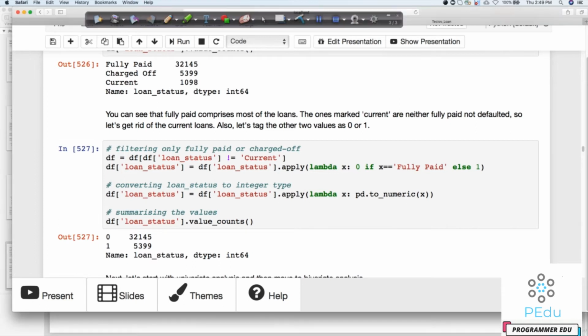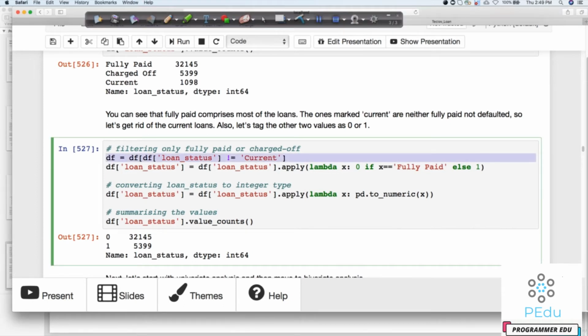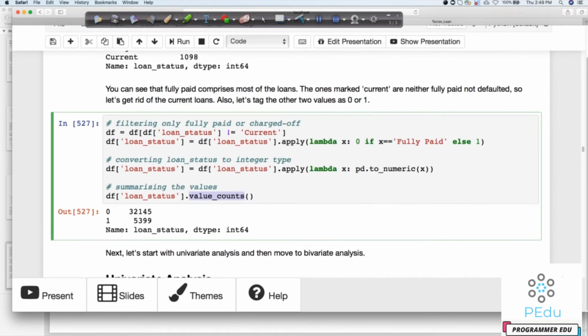So we're going to remove all the ones which are current. The remaining part we are left with is the charged off and fully paid. So what we will do with them is convert them to 0, 1. If they are fully paid, I will mark them 0. If they have charged off, I will mark it as 1. So 1 means they are my risky customers. Now, once I've done it, let's convert these to numeric values. Once I have converted to numeric values, let's see how my distribution looks.